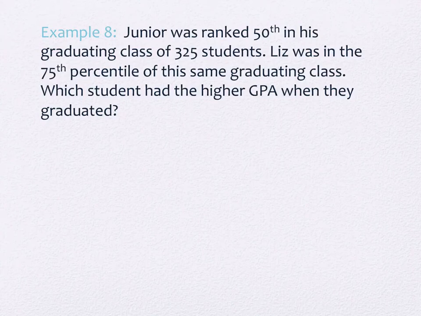So when we're looking at this example, we have Junior. Junior is ranked 50th in his graduating class of 325 students. Liz was in the 75th percentile of the same graduating class. Now, these are both ways of sort of visually or mentally thinking about their comparison to the rest of their class, right? Where are they in sort of the line from number 1 down to 325, or where are they in terms of percentiles? So the question that it's being asked is which student had the higher GPA.